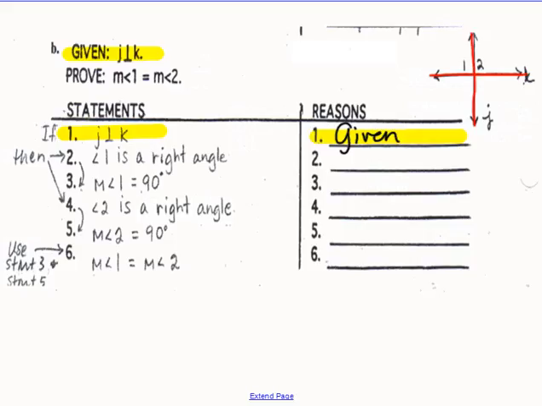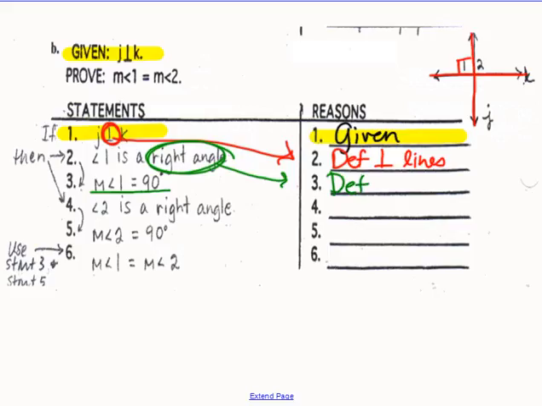So we look at the second reason here. Angle 1 is a right angle. Well, we know that because of the definition of perpendicular lines. So we say, okay, yeah, angle 1 is a right angle. We know that. So now we've got the measure of angle 1 is 90 degrees. Well, that is also a definition. Definition of right angles.